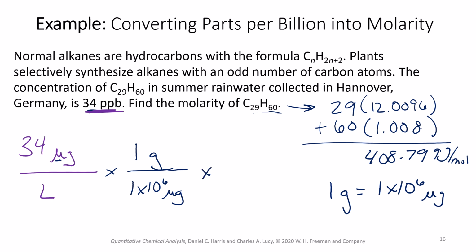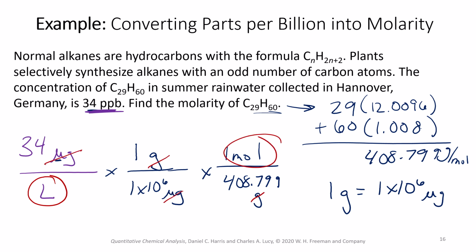The next thing I have to do is convert grams to moles using the molecular weight. So 1 mole divided by 408.799 grams. The good news here is I do not need to do anything to the bottom because now I have liters in the bottom and I have moles on the top. That's all I need to do to figure out the molarity. When I plug this into my calculator, I get 8.32 times 10 to the -8th molarity.